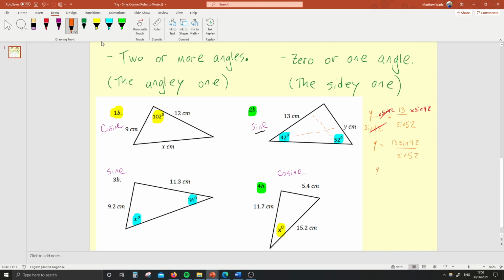Happy days. When you get to this point, you're just going to do a calculator job. So fraction button, 13 sine 42 over sine 52, close bracket, equals 11.0. I got 11.0 centimeters as your final answer. So I hope that you have your head around that. Do you remember that from last couple lessons ago?